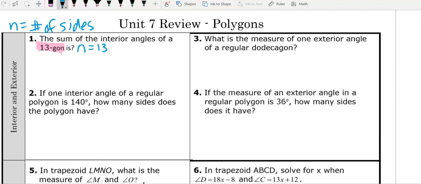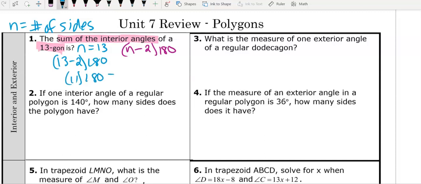So if our number of sides is 13, we're going to use the formula for the sum of the interior angles. So that's all interior angles added together. We will use the formula n minus 2 times 180. So n minus 2 times 180, we got 13 minus 2 times 180. 13 minus 2 is 11, times 180 is 1980.